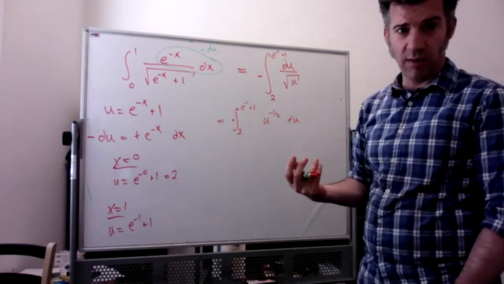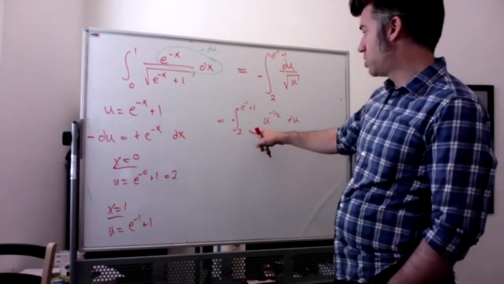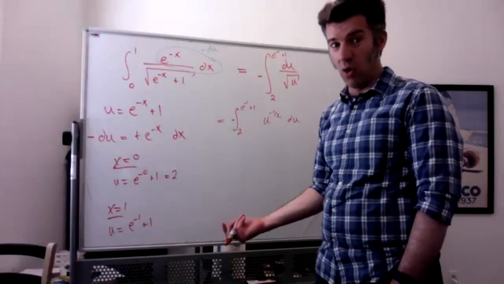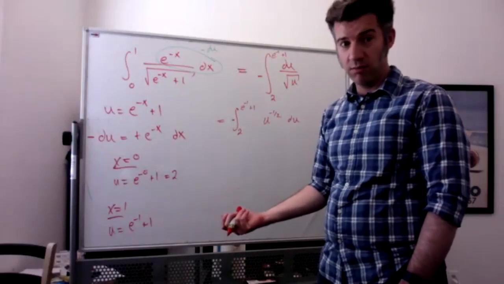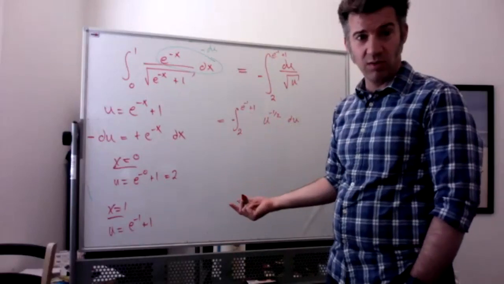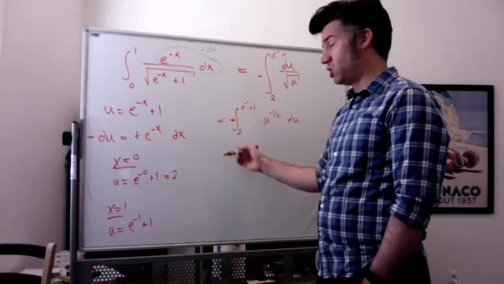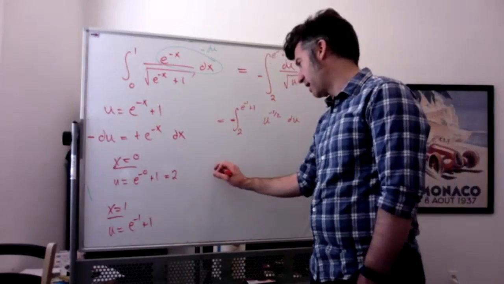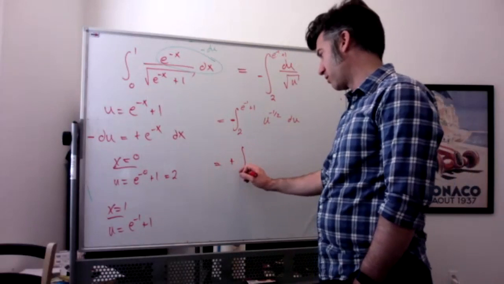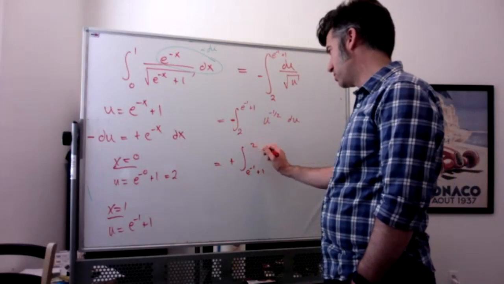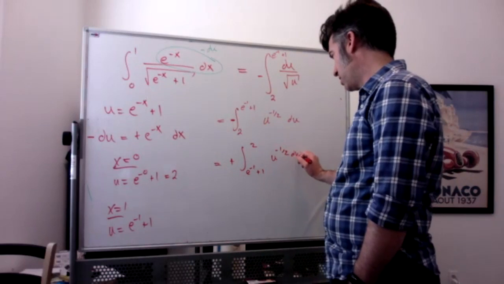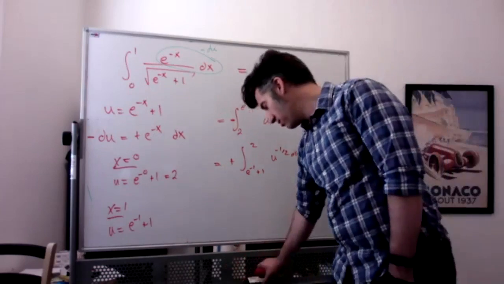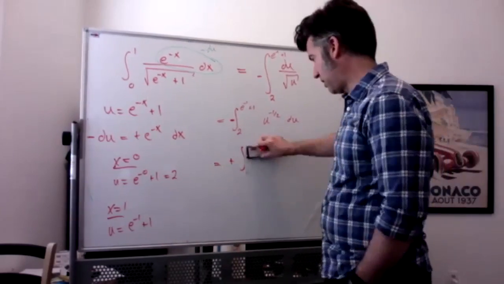Now, here's something you might not know, but 2 is actually bigger than 1 plus e to the negative 1. E to the negative 1 is 1 over e, which is definitely smaller than 1, and 1 plus it is definitely smaller than 2. So you could rewrite this as the positive integral from e to the negative 1 plus 1 to 2 of u to the negative 1/2. But you don't need to do that. You certainly can if you want to and you recognize it, but I don't think we need to spend our time thinking about that.